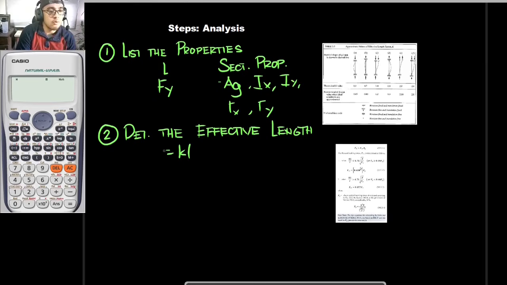Okay, so now that we have our effective length already, the next thing that we should do is to solve for the slenderness ratio. So, solve slenderness.